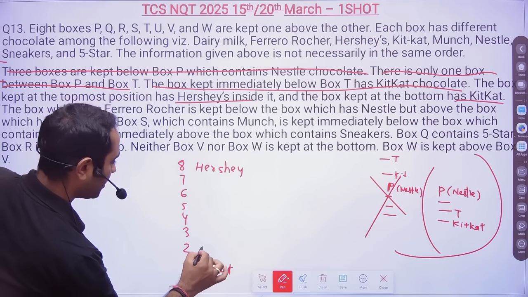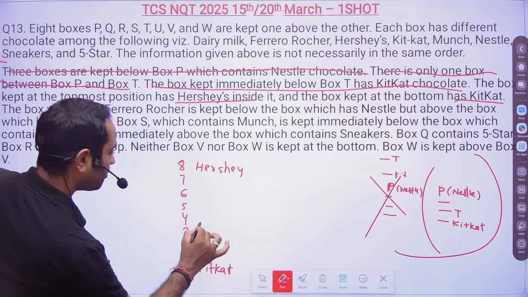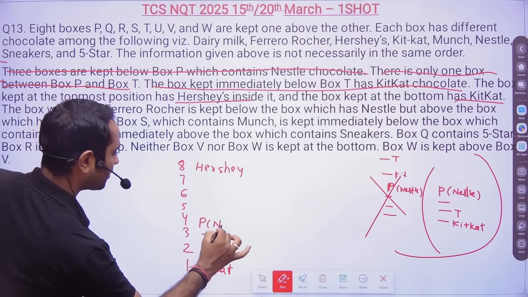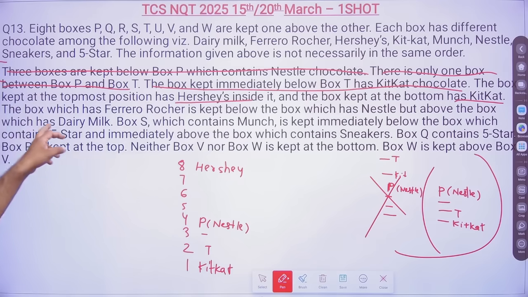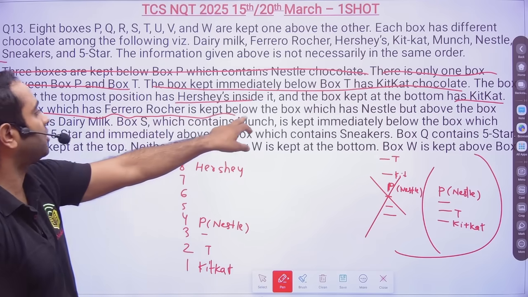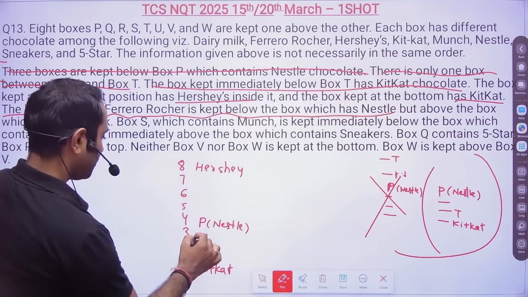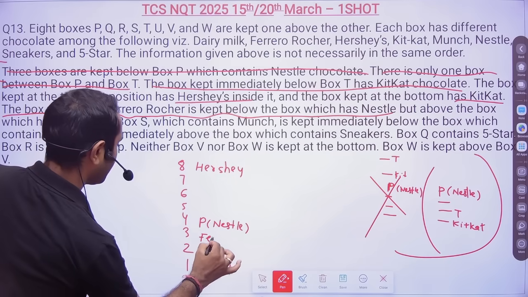So above that T was there. Then one place left, P was there. Your problem is only solved. Okay, fine. Now, the box which has Ferrero Rocher is kept below the box which has Nestle. So below Nestle we have the Ferrero.